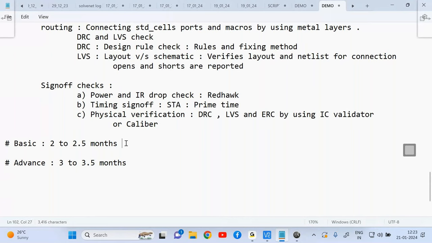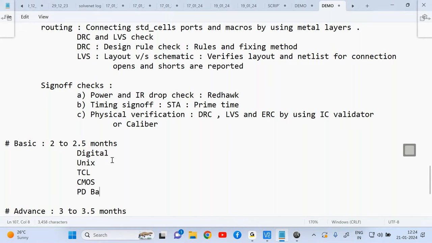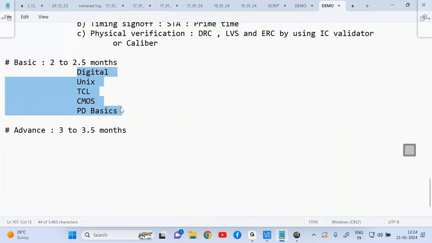In the basic course, digital is covered, and Linux is covered. Wherever we use EDA tools, we use a Unix operating system. Unix commands have greater flexibility. For example, if I want to create 10 folders, I can create them easily in Unix, so we will teach all the Unix commands. Next, we will teach TCL, tool command language, and basics of CMOS, and PD basics like what the input files are and what synthesis is. All these things we cover in the basics.